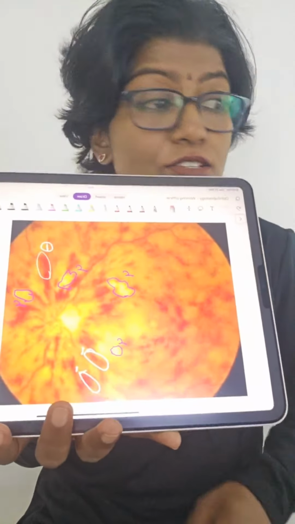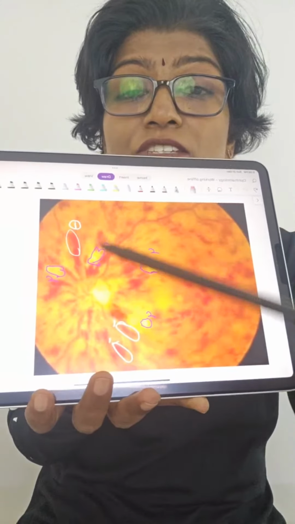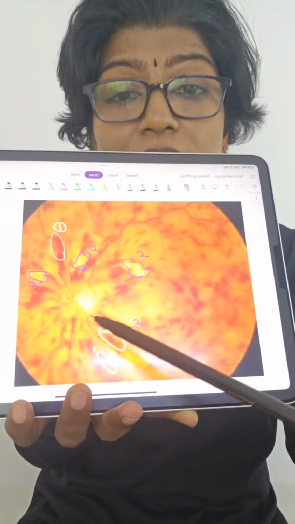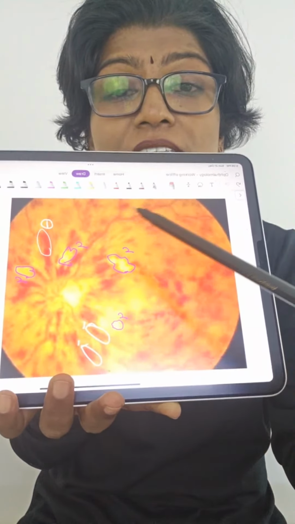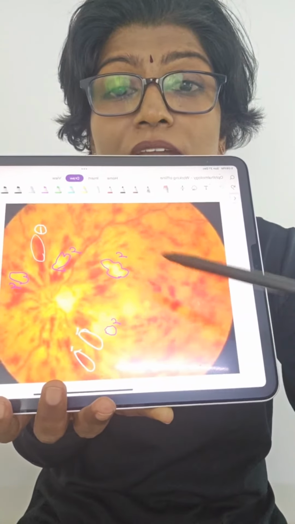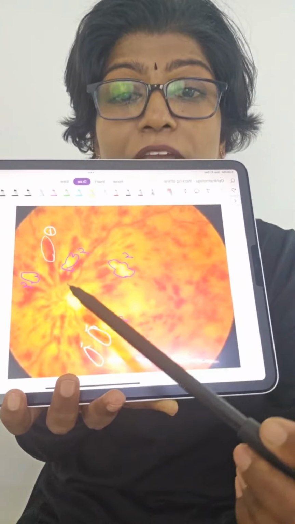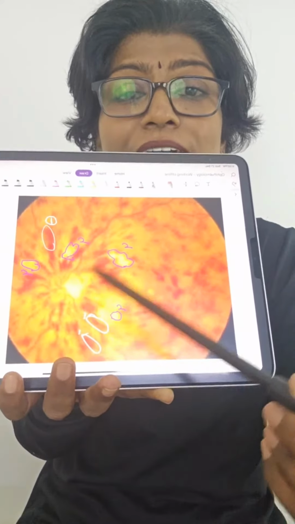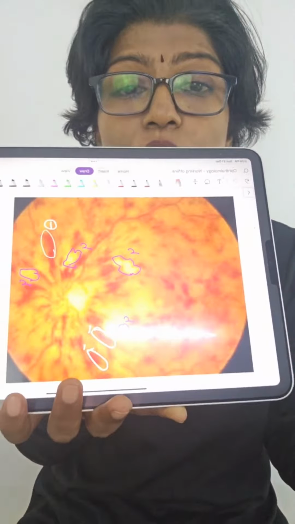So what are the findings that we see here? This is the fundus image where you can see the optic disc here, although it's a little blurred. But you can see the optic disc here and the vessels branching out. These are the temporal branches enclosing the macula. So as you see it, this is the left fundus because the optic disc is nasal. So you can see the macula temporal to the optic disc. Now, what are the findings I want you to note down?